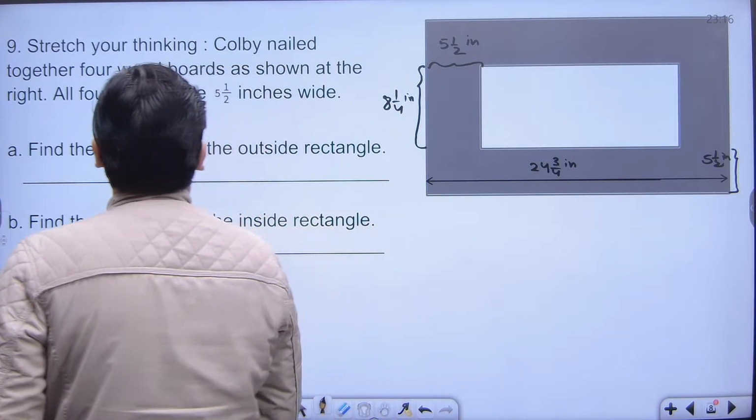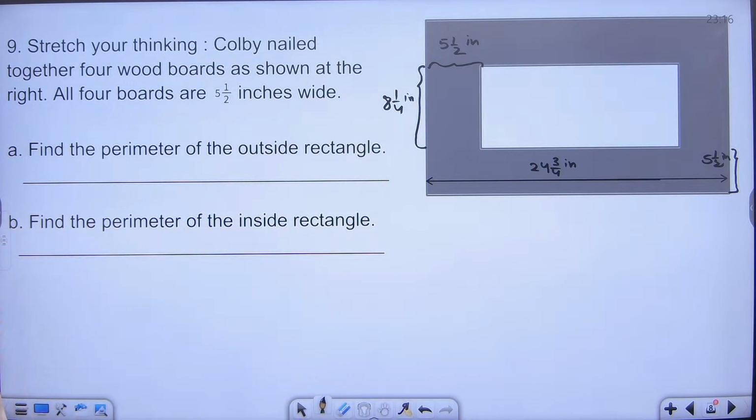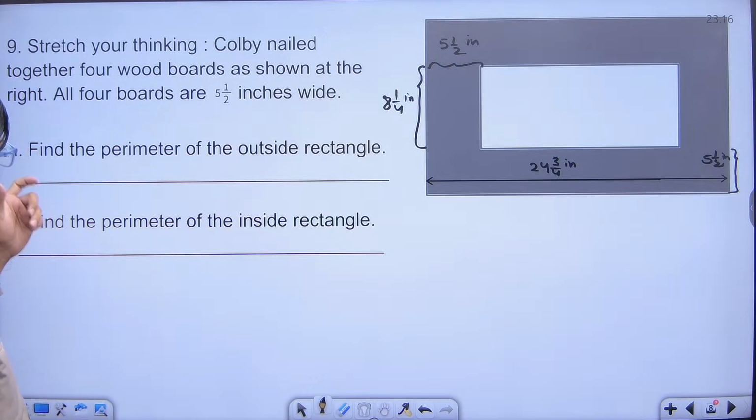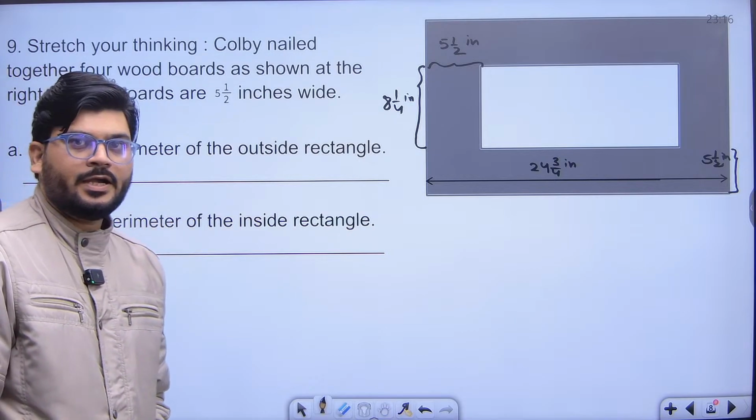Stretch your thinking. Colby nailed together 4 wood boards as shown in the figure at the right. All the 4 boards are 5.5 inches wide.